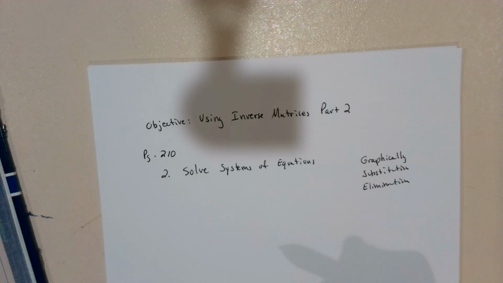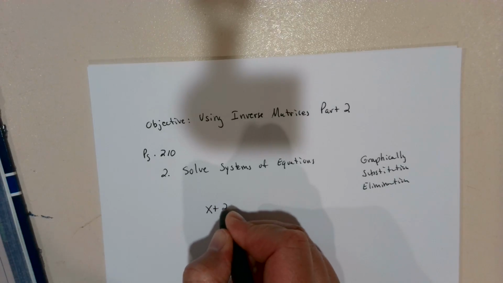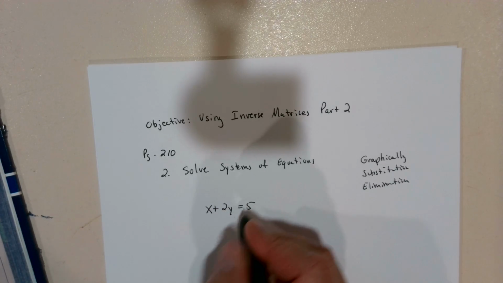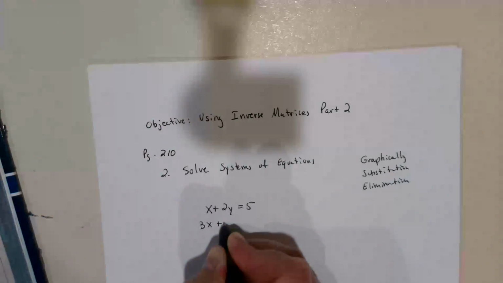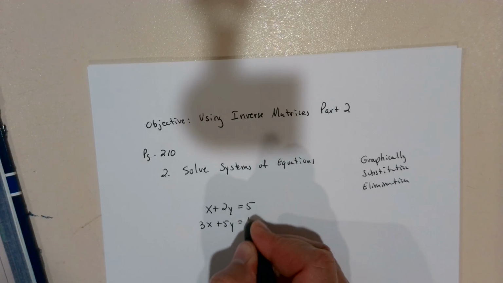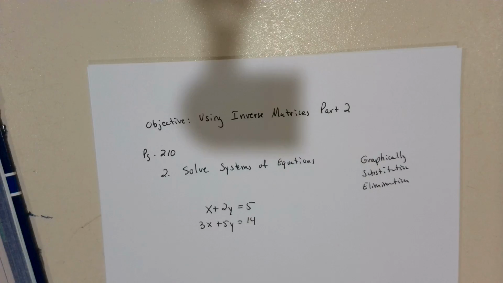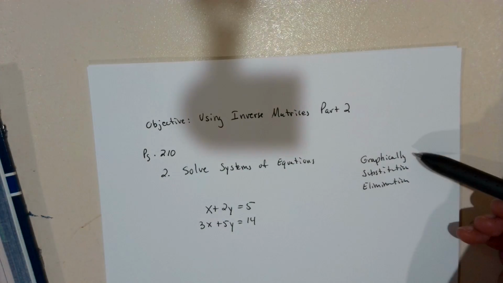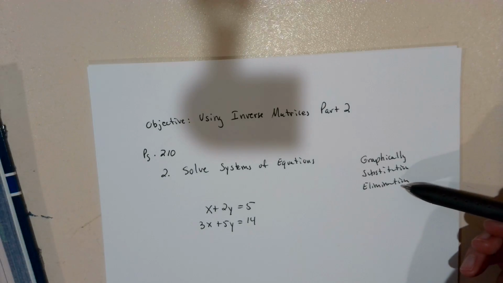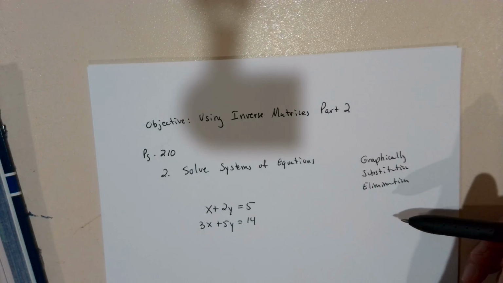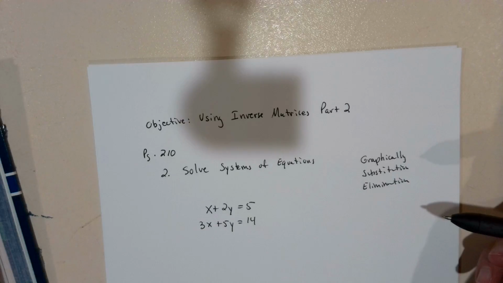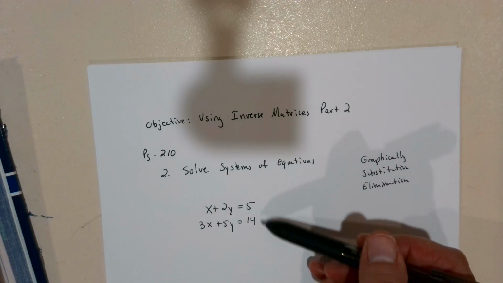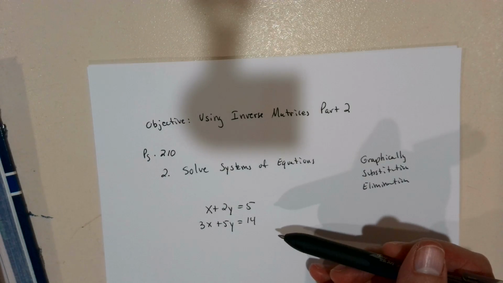And so if you look on page 210, you will see the system x plus 2y equals 5, and 3x plus 5y is equal to 14. And so again, this looks like something right out of chapter 3, and we could solve it graphically or by substitution or elimination, but we're going to use inverse matrices. So the first thing we have to do is turn the system of equations into a matrix equation.